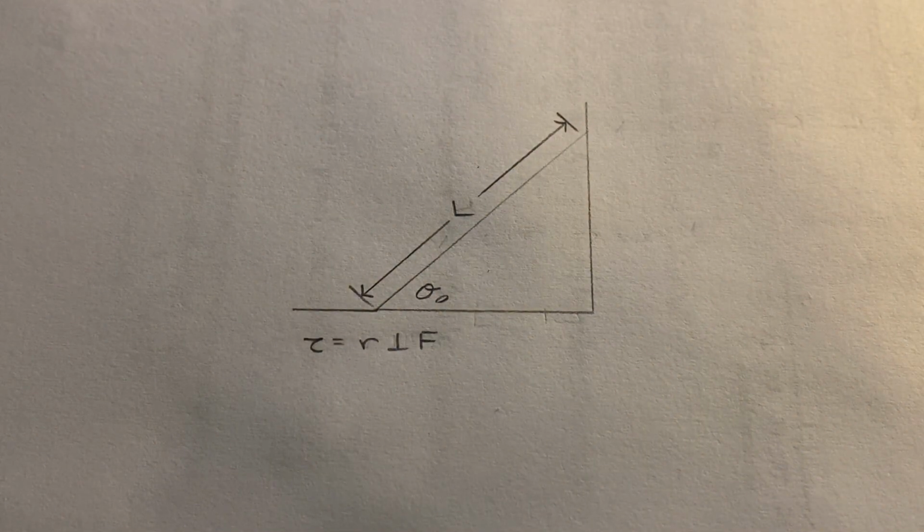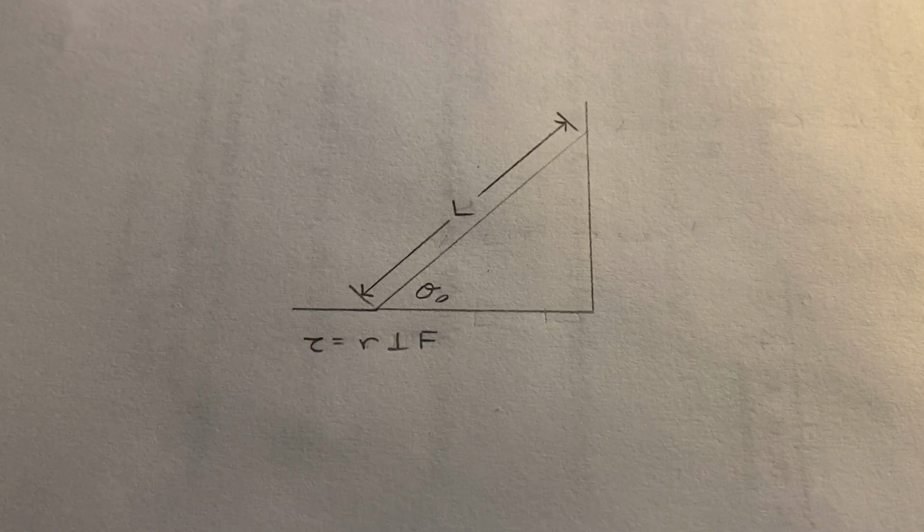Here we can identify the axis of rotation as the point of contact between the ladder and the ground. Given this information, we can identify the radius as length over 2, since the length from the contact point between the ladder and ground and the center of the ladder is length over 2. Next, we know that the force is going to be mg, since the question is asking what is the torque due to the weight of the ladder about its base. However, we must use a component force of mg that is perpendicular to the radius.